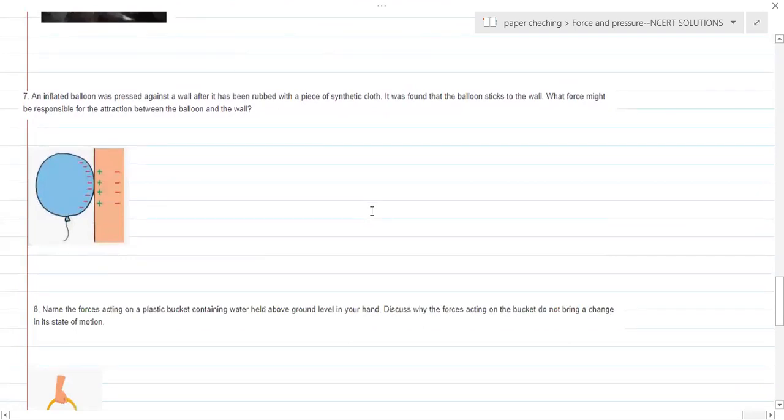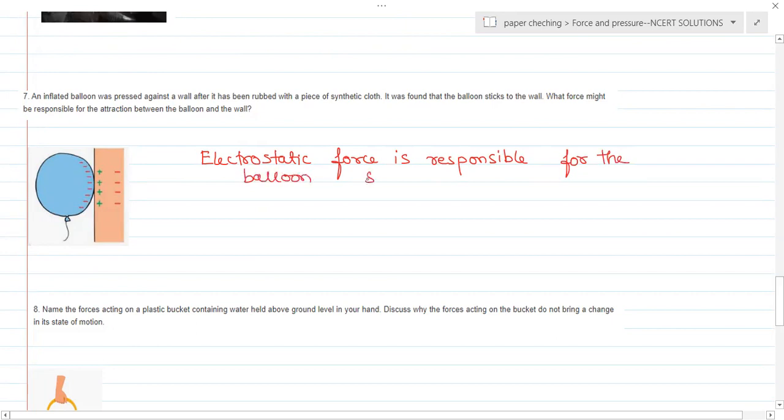Now, this is an interesting question. Question number 7. An inflated balloon was pressed against a wall after it was being rubbed with a piece of synthetic cloth. It was found that the balloon sticks to the wall. What force might be responsible for the attraction between the balloon and the wall? So now we all know that it is the electrostatic force that is responsible. Unlike charges attract, so the balloon and the wall will attract each other, right? And the wall here is an uncharged body and a charged body can attract an uncharged body as well. So the answer is electrostatic force is responsible for the balloon sticking to the wall.